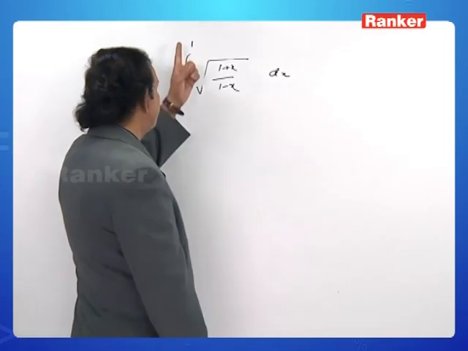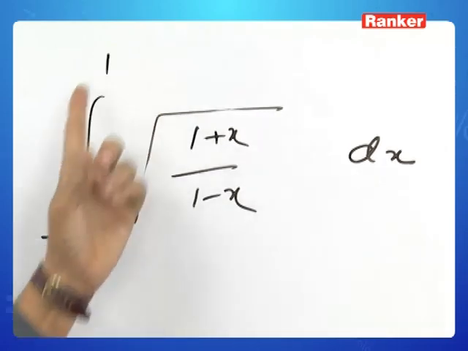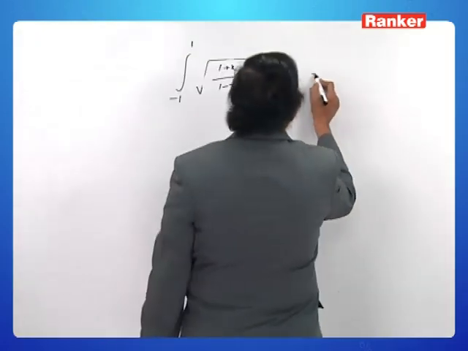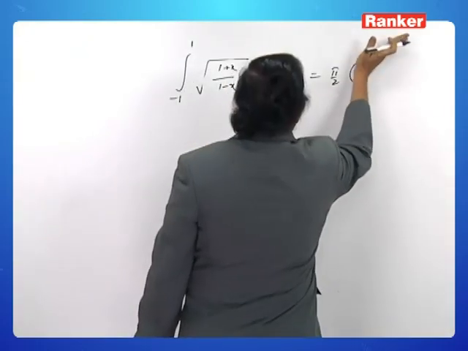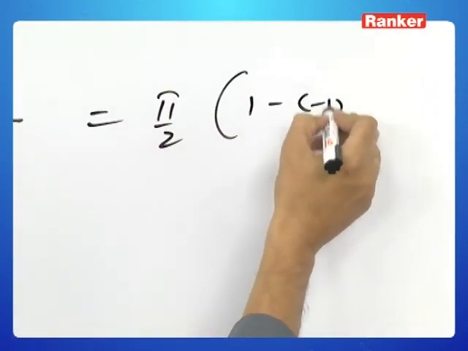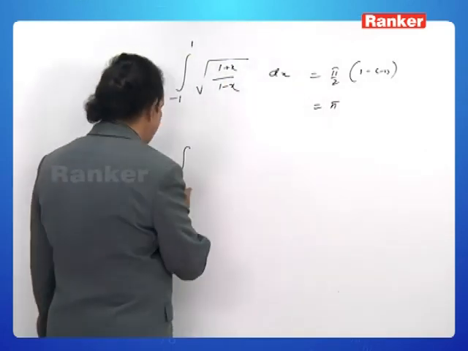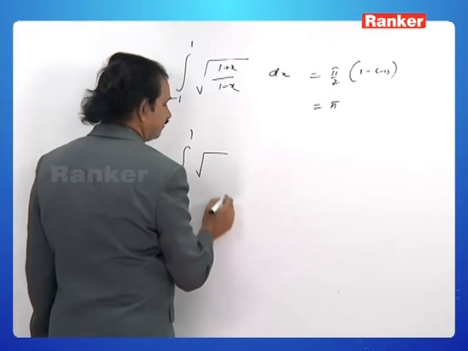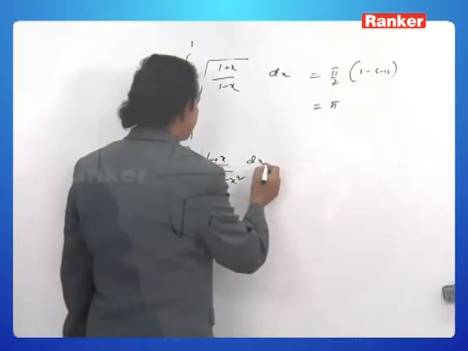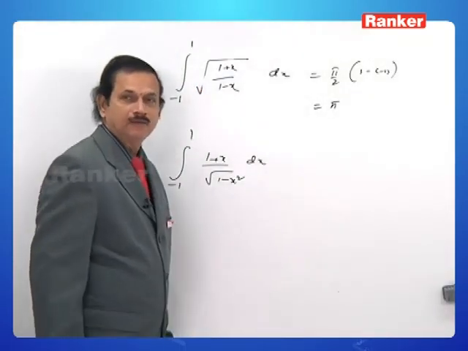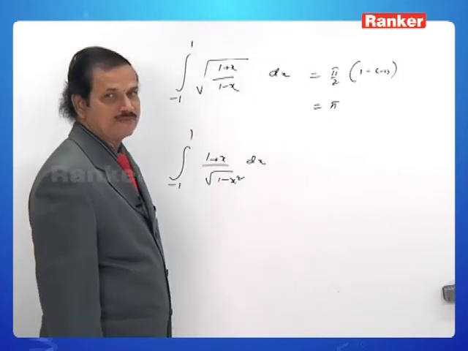Well, a to b, (x minus a), that is (x minus of -1), x plus 1, and 1 minus x. So the answer is pi by 2 into (b minus a), that is 1 minus of -1, hence the answer is pi. You can verify this also. This is the integral from -1 to 1 of the square root of (1 plus x) by the square root of (1 minus x) dx. Isn't it? Because I could have multiplied the numerator and denominator by root of 1 plus x.